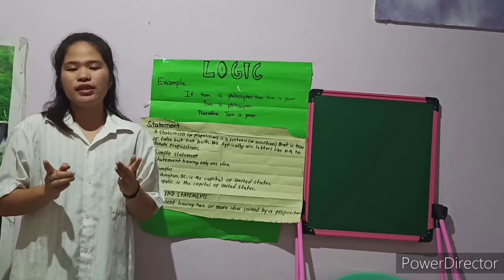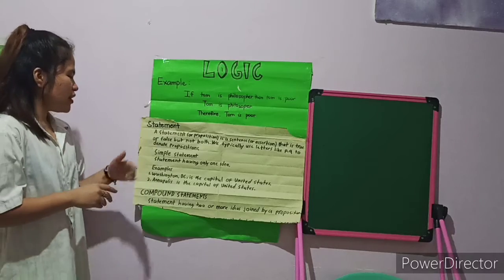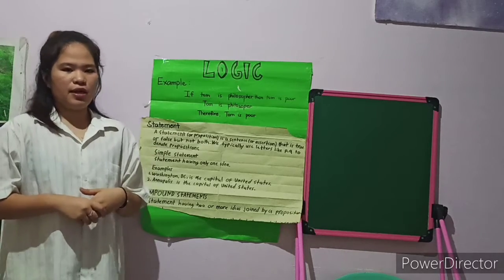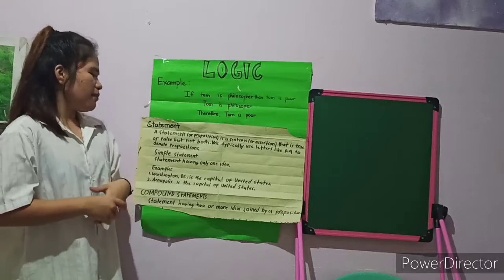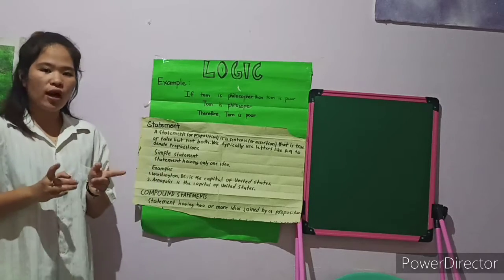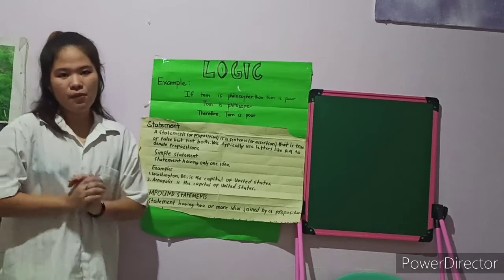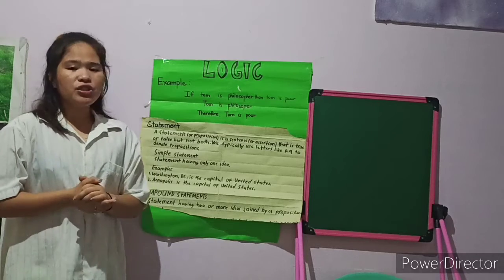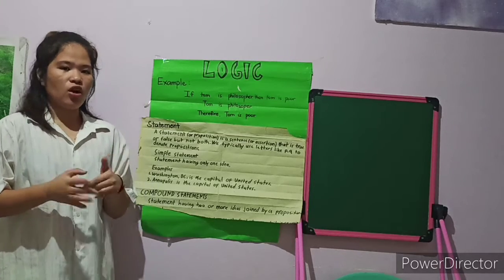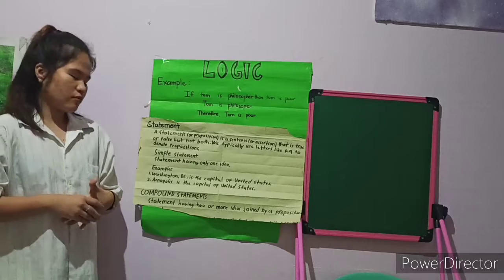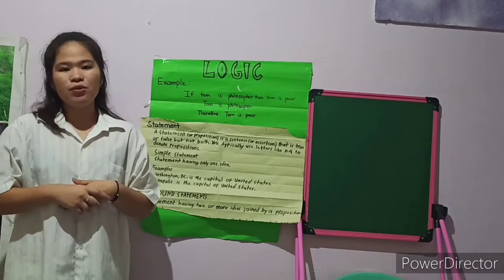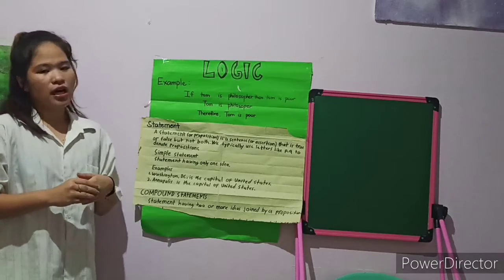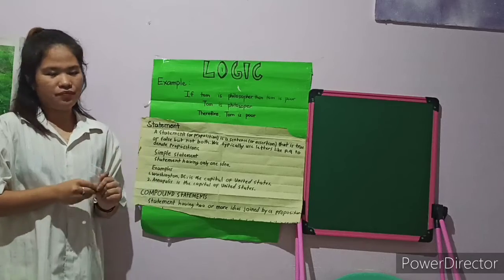We have two kinds of statements. The first is the simple statement. It is a statement having only one idea. Examples: 1. Washington, D.C. is the capital of the United States. 2. Annapolis is the capital of the United States.